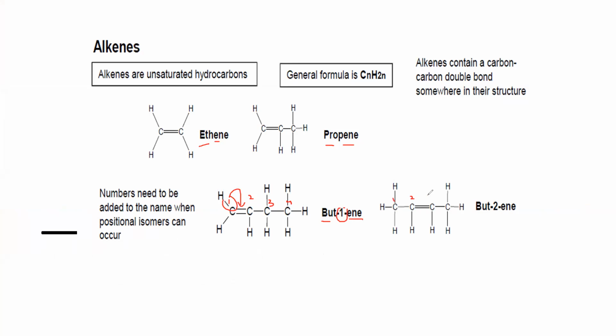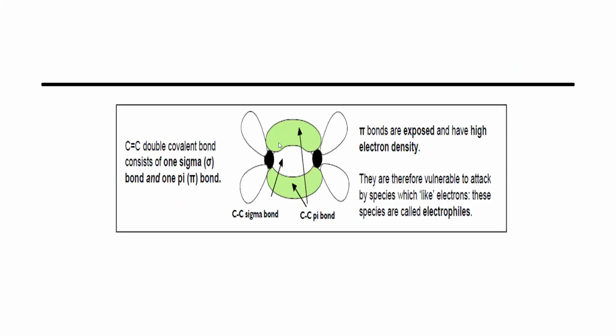But a double bond can also be between the second and the third carbon. So the closest number is two. That's why it is but-2-ene. And when two molecules have the same molecular formula but different structures, we call them structural isomers. If the position of the functional group is different in a structural isomerism, that's called position isomerism.